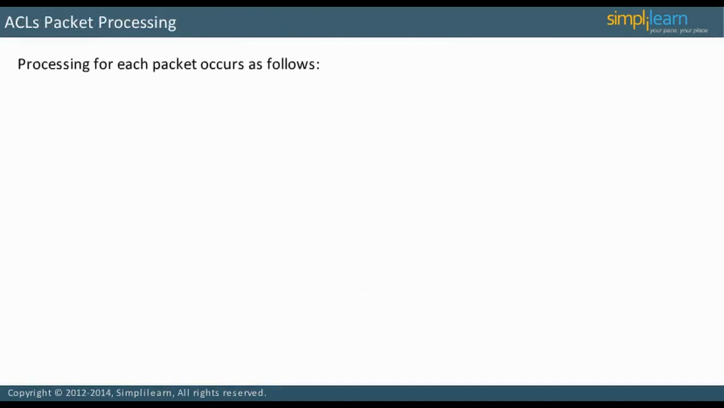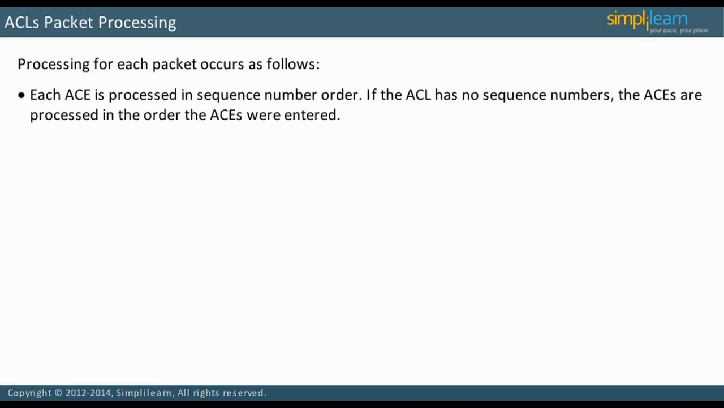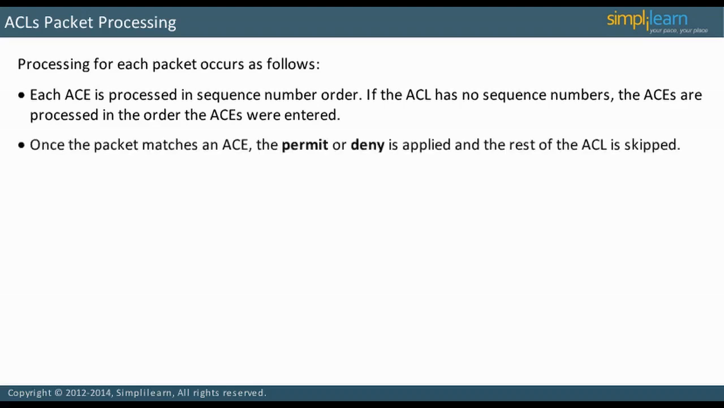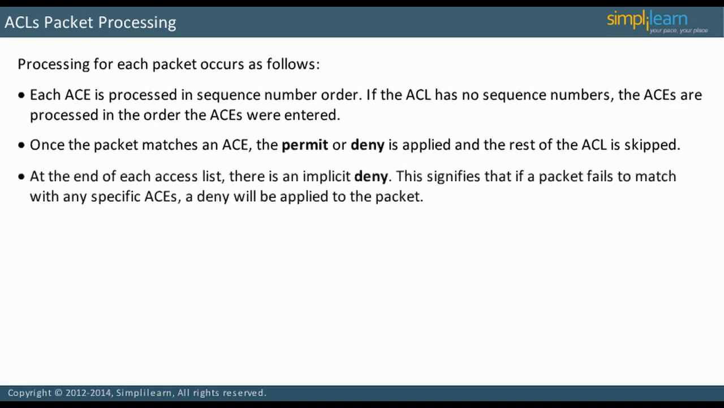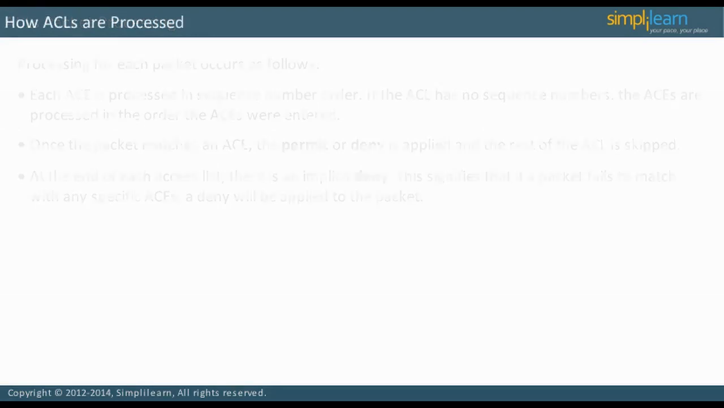Each packet received inbound or outbound on the interface is permitted or denied based on the ACL statements, the ACEs. Each ACE is processed in sequence number order. If the ACL has no sequence numbers, the ACEs are processed in the order the ACEs were entered. Once the packet matches an ACE, the permit or deny is applied and the rest of the ACL is skipped. At the end of each access list, there is an implicit deny. This signifies that if a packet fails to match any specific ACEs, a deny will be applied to the packet. Let us discuss how ACLs are processed in the next slide.